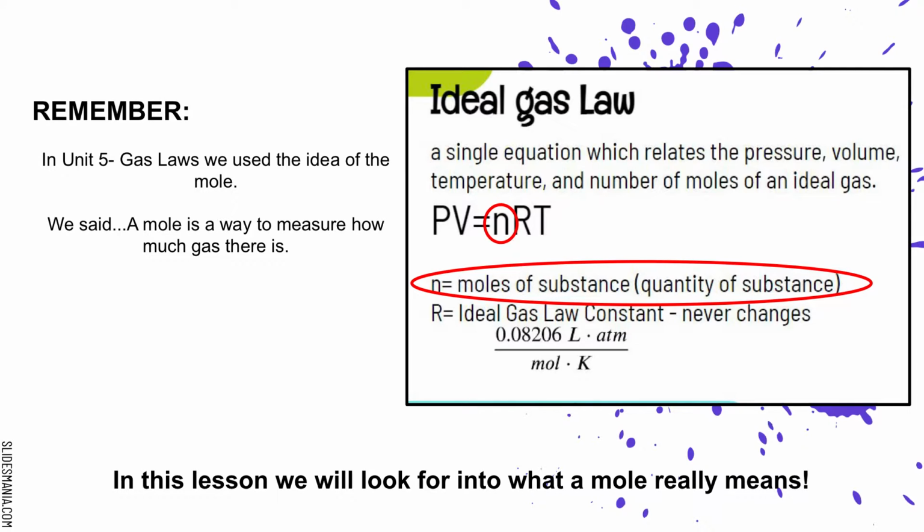We use the idea of a mole. So PV equals nRT. N was the number of moles, which is moles of substance or the quantity of substance. We said that the mole is a way to measure how much gas there is. In this lesson, we're going to talk about what a mole really means.